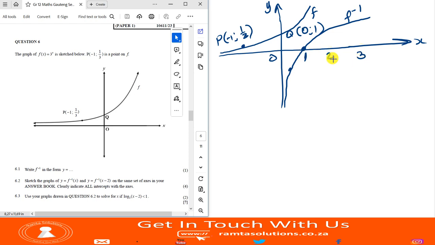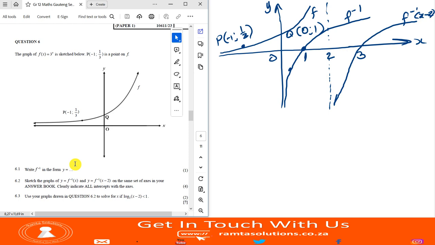And pay attention, if you shift it 2 units to the right, this point here will be its asymptote. And then everything has been shifted 2 units to the right. Okay, so it'll be like this. This is F inverse of x minus 2.